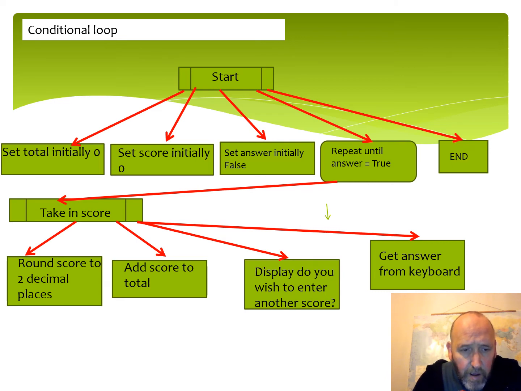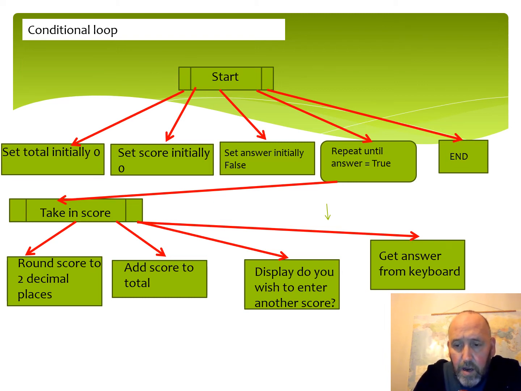Taking a score, round the score to 2 decimal places and add total. We then display, do you wish to enter another score? Get answer from key. I could have put these up here, but I ran out of space. Display where you wish to enter. Do you wish to enter another score? Get the answer from the keyboard.